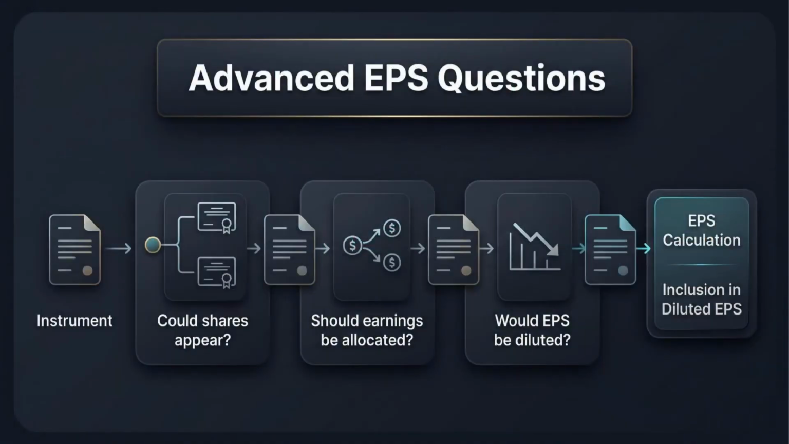For advanced EPS questions, use three control questions before calculating. First, could additional common shares appear? Second, should earnings be allocated before common EPS is computed? Third, would including the instrument actually dilute EPS? These three questions prevent panic. Advanced EPS looks difficult when every instrument feels special. But once you route each instrument through these gates, the problem becomes much more manageable.